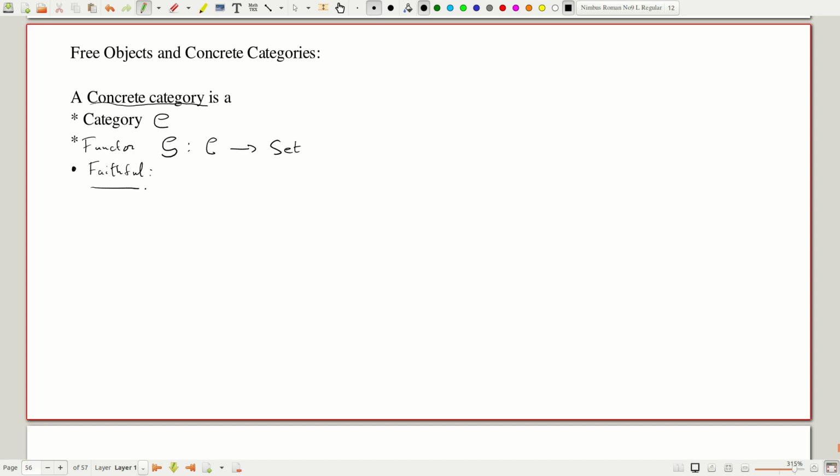What this means is the following. Suppose I take A, B inside the category C. Then the morphisms in the category C from A to B map to the morphisms in the category Set from S of A to S of B. So the underlying set of A and the underlying set of B, this has to be 1-1. So this is injective.